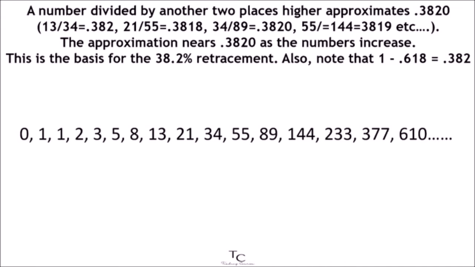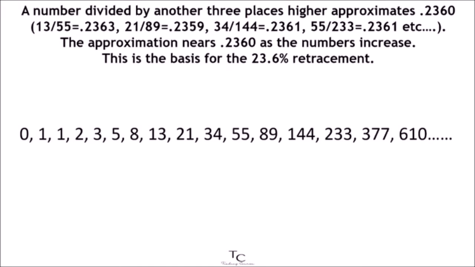A number divided by another three places higher approximates 0.2360. 13/55 equals 0.2363, 21/89 equals 0.2359, 34/144 equals 0.2361, 55/233 equals 0.2361, etc. The approximation nears 0.2360 as the numbers increase. This is the basis for the 23.6% retracement.